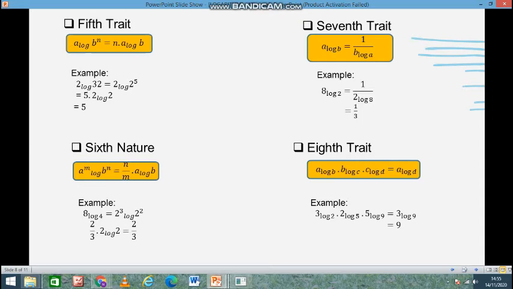equals 2 log 2 to the power of 5 equals 5 times 2 log 2, which is 1, the result is 1. So 5 times 1 equals 5.